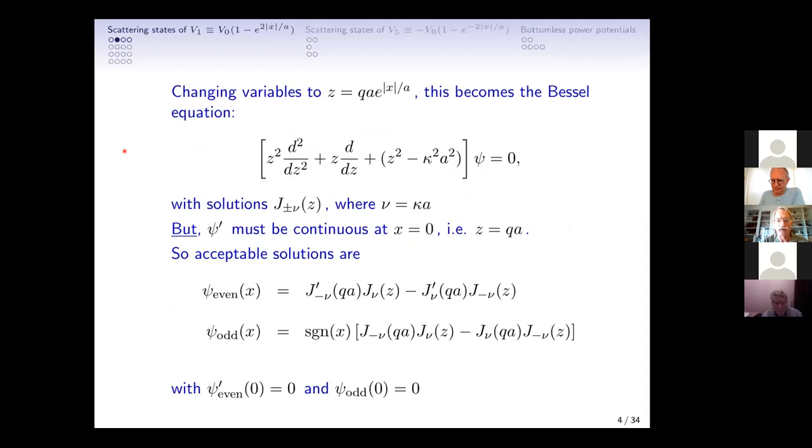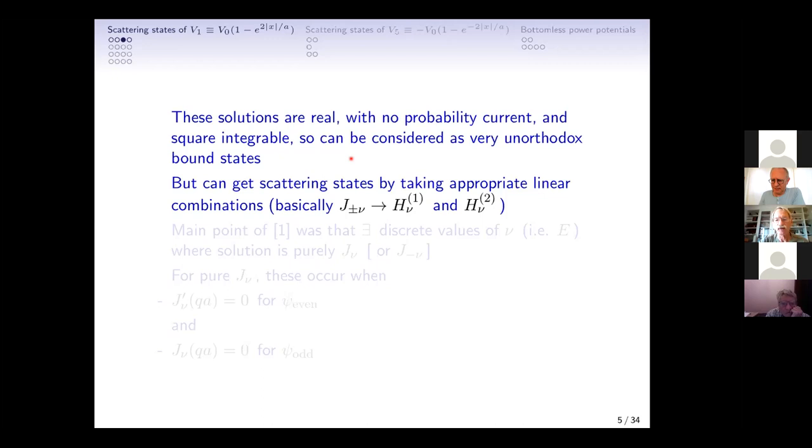So these are real. They don't have any probability constant. So you can think of them as kind of being very, very weird bound states because they are integrable. But you can get scattering states by taking appropriate linear combinations, because the analog of e to the plus or minus ix are the Hankel functions, h1 and h2.